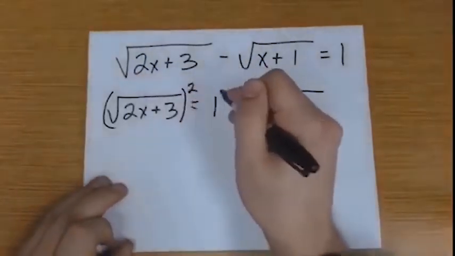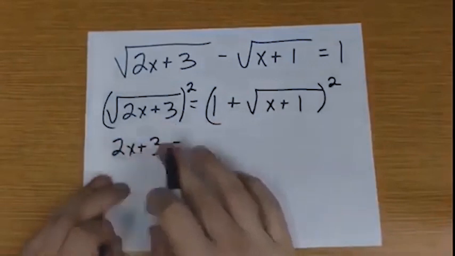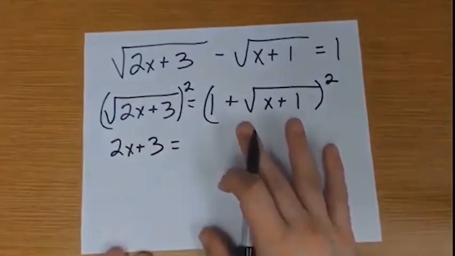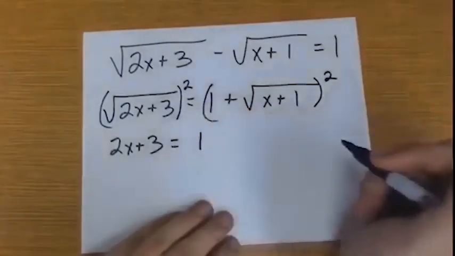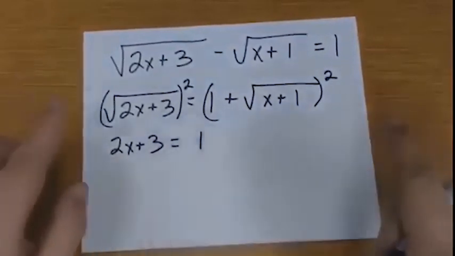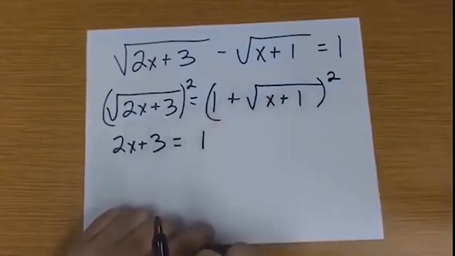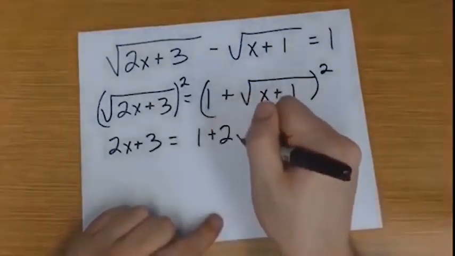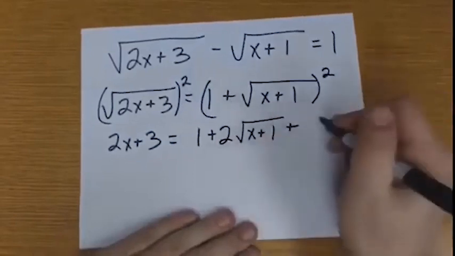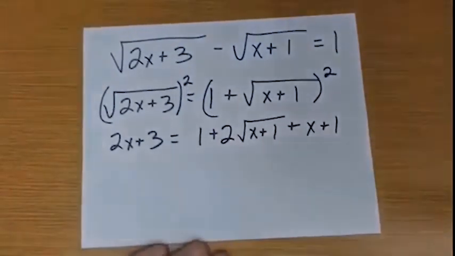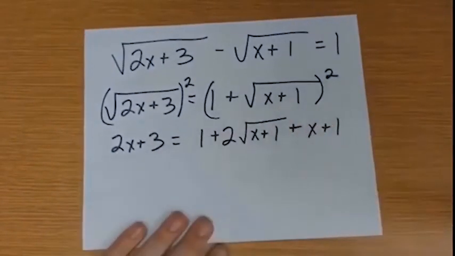Now that we have a radical by itself, square both sides, but be careful. Gives us 2x plus 3 on the left, and we have to FOIL or use the formula for squaring on the right. Square the first one. 1 times 1 is 1. Outer and inner. 1 times radical x plus 1 plus 1 times radical x plus 1 gives us 2 radical x plus 1. Plus, if we square radical x plus 1, we get x plus 1.